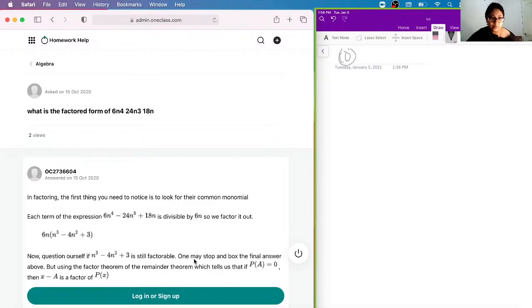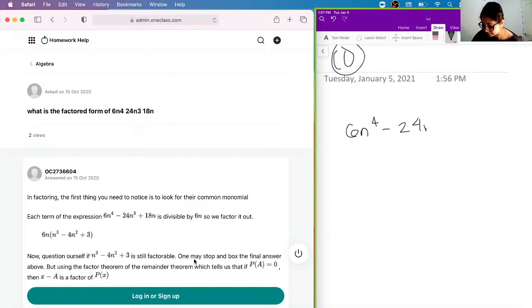Okay, our next question says, what is the factored form of 6n to the power 4 minus 24n to the power 3 plus 18n. So to factor this, you can see there are two common things. This expression has n in all the terms and it's divisible by 6. So we can take out 6n, and you're left with n cubed minus 4n squared plus 3, right?